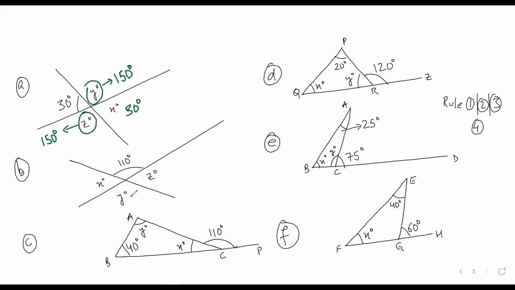Mr. Satya, what is y? 110 degrees. Shabash. What is z? 70 degrees. Shabash. What is x? 70 degrees. Shabash. Mr. Satya, what is your x? 80 degrees. Mr. Sarthak, what is your x?